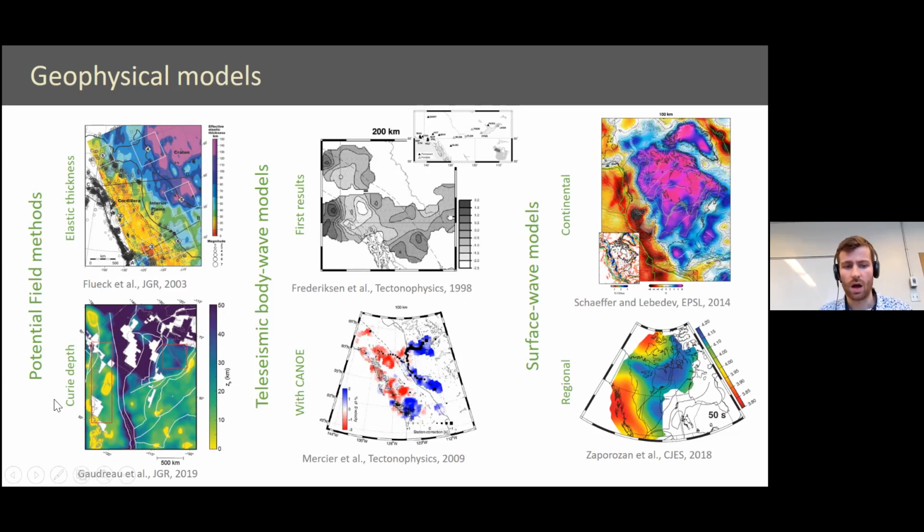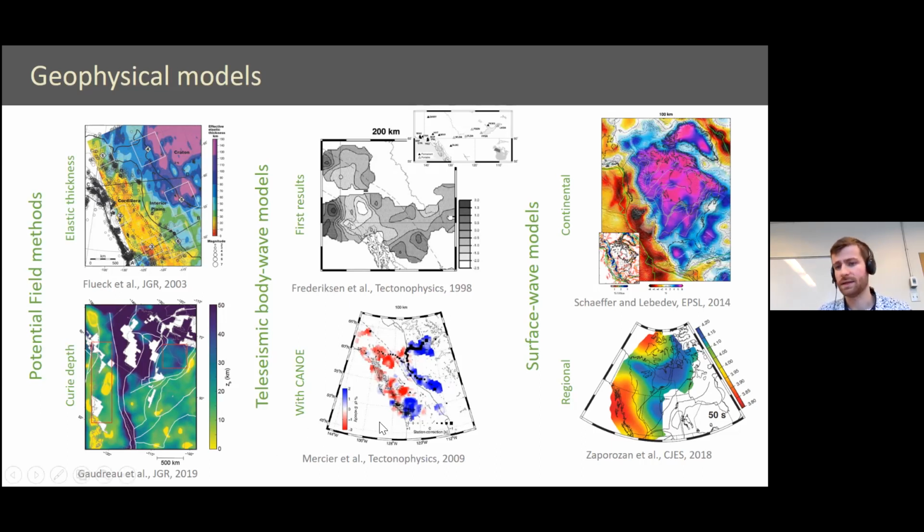If we look at the study from Edis-Gaudreau et al. in 2019, they were looking at the Curie depth point in northwestern Canada. And what they were showing here is that the Curie depth point is quite shallow in the Cordillera west of the Tintina fault and quite deeper into the Slave Craton here, for example. And that's a proxy for temperature. The shallower the Curie depth point is, the hotter the crust, basically.